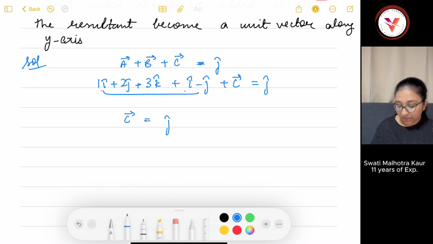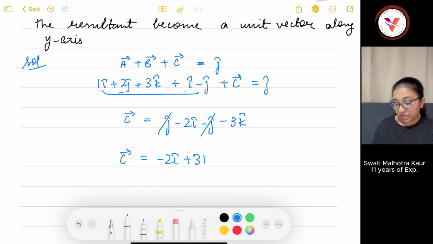Now this c vector will become j cap, and take all these terms there. 1 i cap plus 1 i cap gives you 2 i cap, which becomes minus 2 i cap, plus 2 minus j plus j gives you minus j, plus 3k gives you minus 3k, and you can cancel minus and plus. So this c vector would be minus 2 i cap plus 3k cap, and you will get a unit vector. That means whose magnitude is 1 and direction is along y axis.